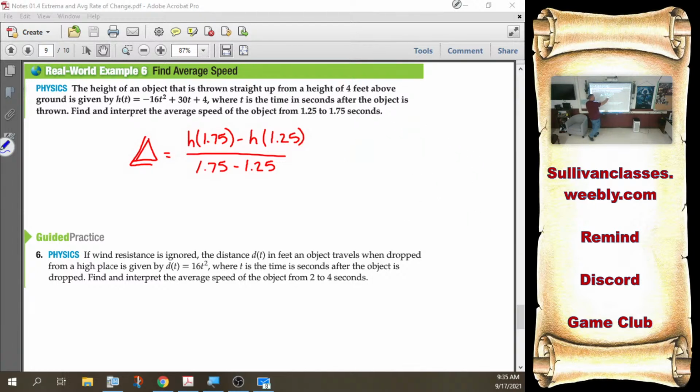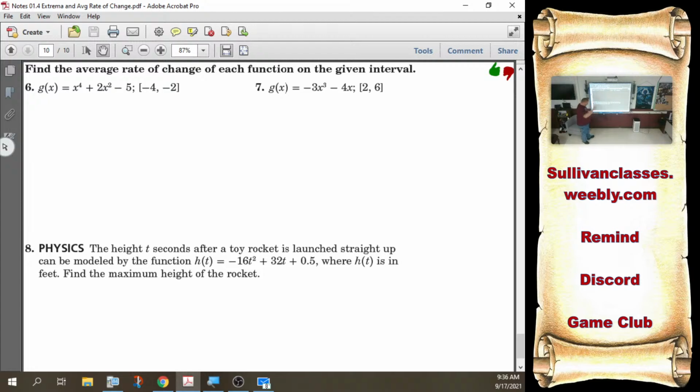What'd you have for these two? 5 and what? So negative 9 over a half. Okay. So blah, blah, blah. Plug in formula, find slope. Okay. Cool. We're just going to quit there.